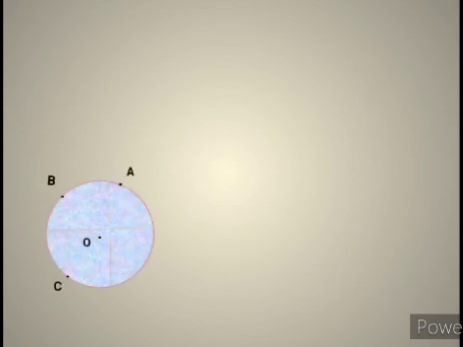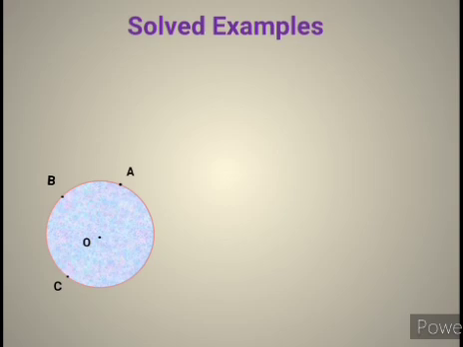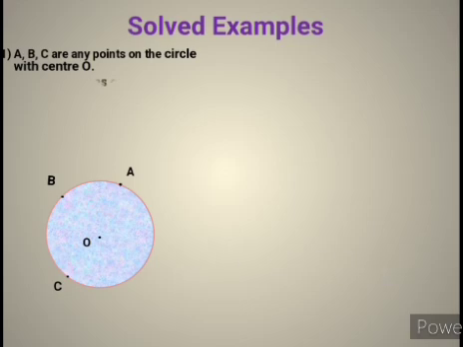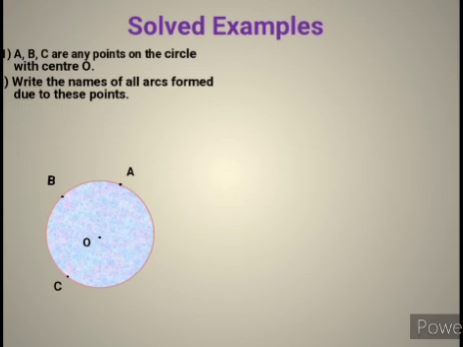Then we see another point: solve the example. This is the first example. A, B, C are any points on the circle with center O. Here we see A, B, C are points on a circle, and O is the center. Then we have to write the names of all arcs formed due to these points. This question also appears in the unit test.